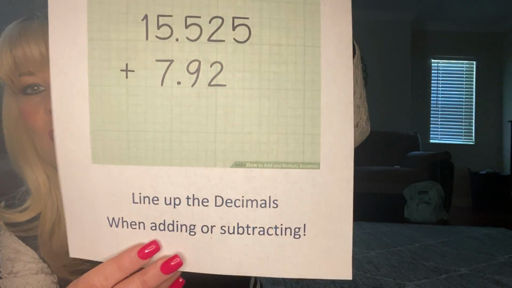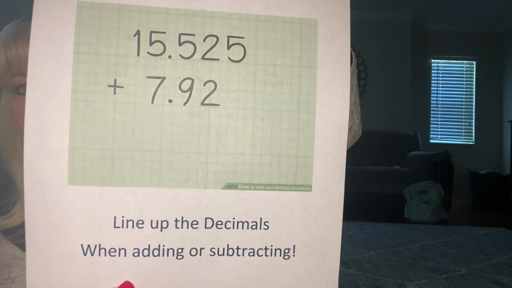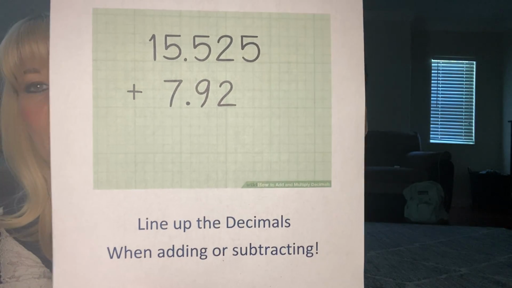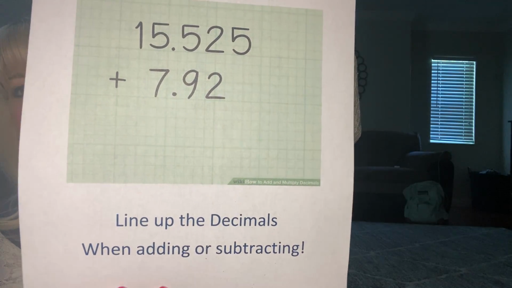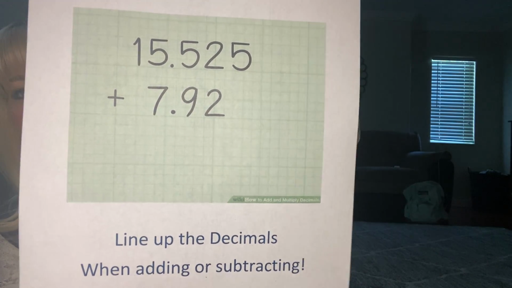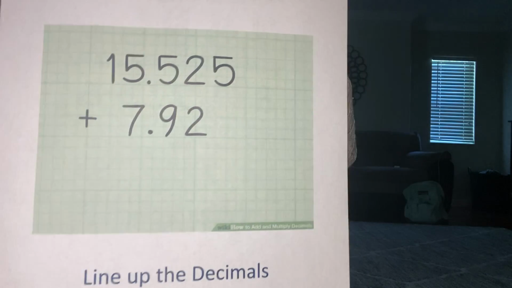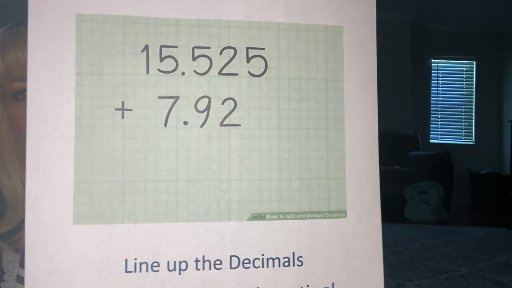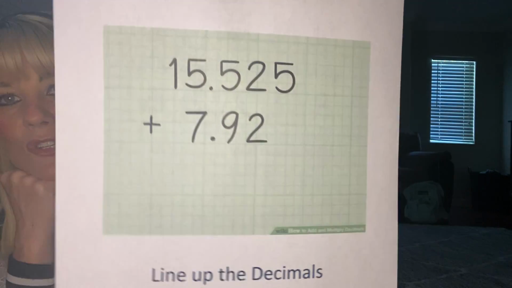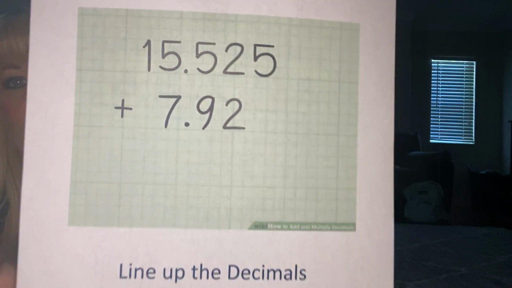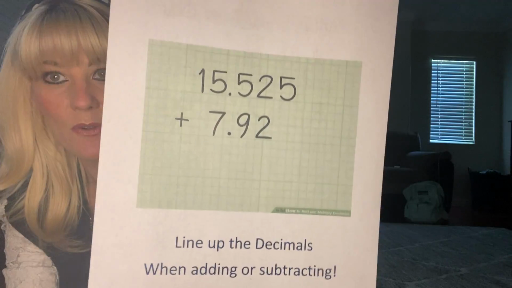Okay, now for the fourth thing that we need to know. The fourth thing that you need to know about decimals is when you're adding or subtracting decimals or when you're rounding decimals, you have to line up the decimal point. Line up the decimals when you're adding or subtracting. Look at this picture right here. 15 and 525 out of 1,000 and 7 and 92 out of 100. If they're gonna add those together, they have to line up this decimal point right here, okay?